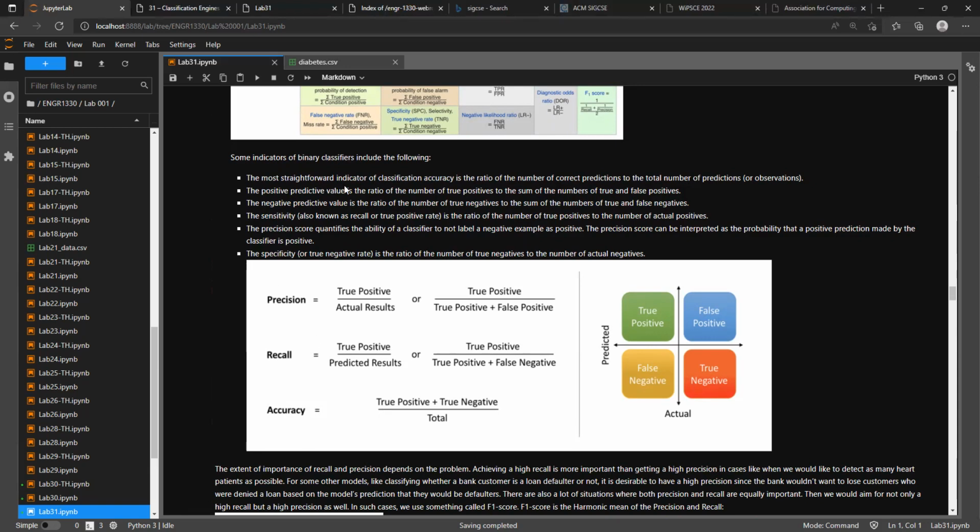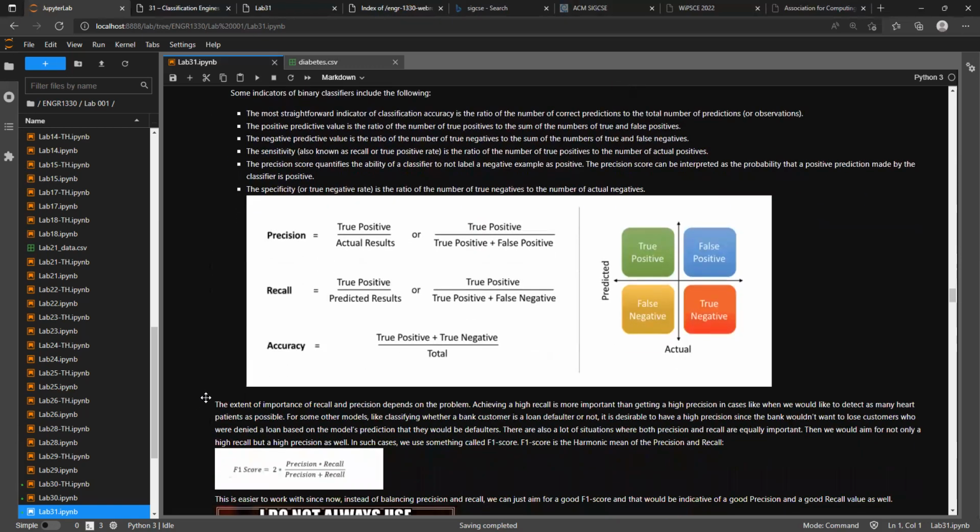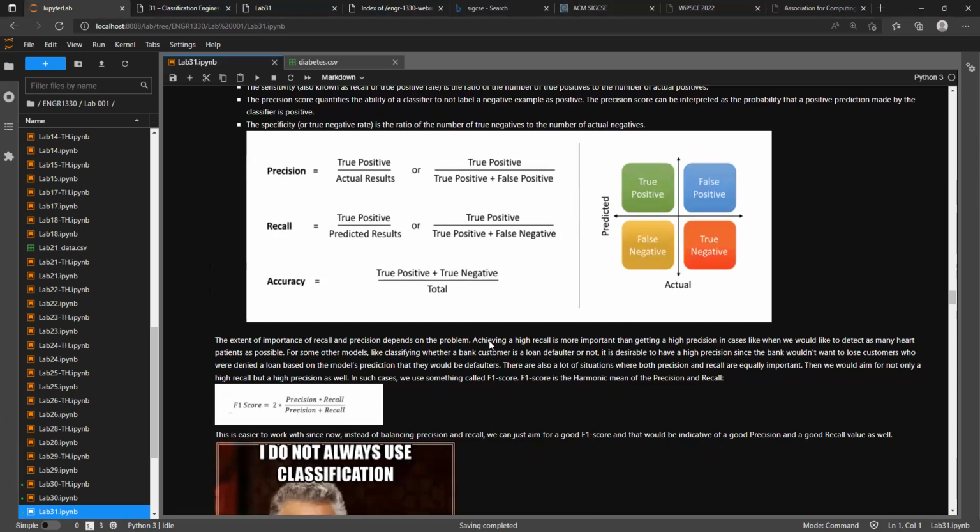The most straightforward indicator is the ratio of the correct predictions to the total number of predictions. So you take the number that were correct and compare it to the total number you guessed. So that gets us the accuracy. The extent or how important recall and precision are depends on the problem. Achieving a high recall is more important than getting a high precision in cases when we would want to detect as many heart patients as possible.